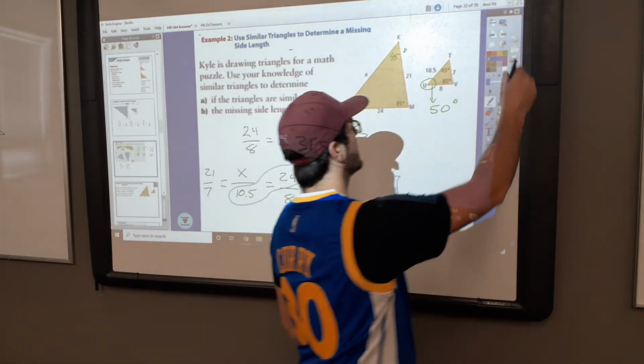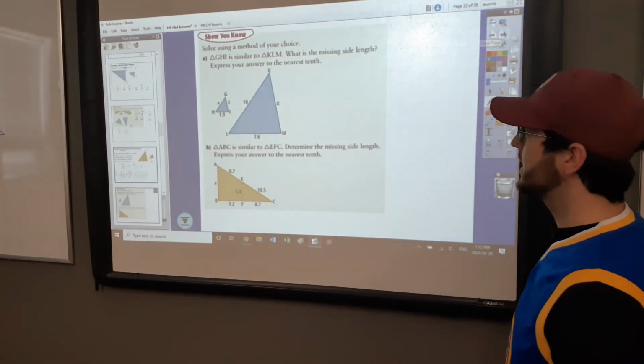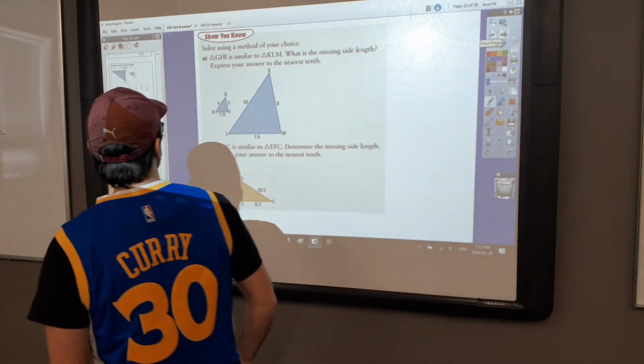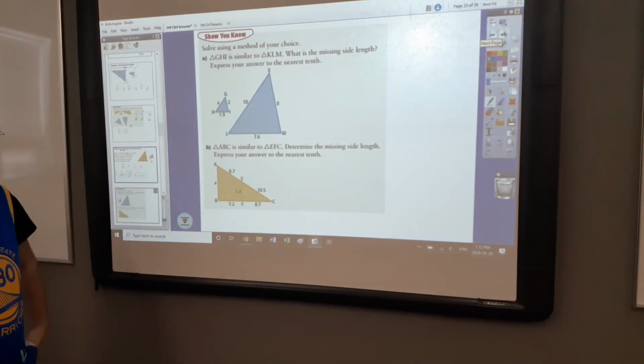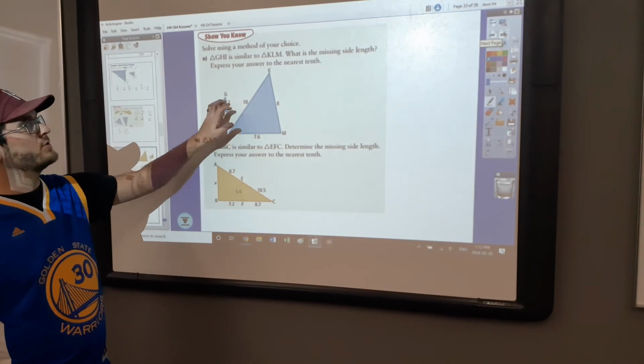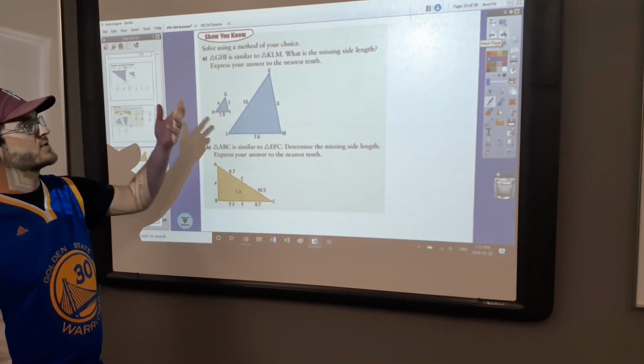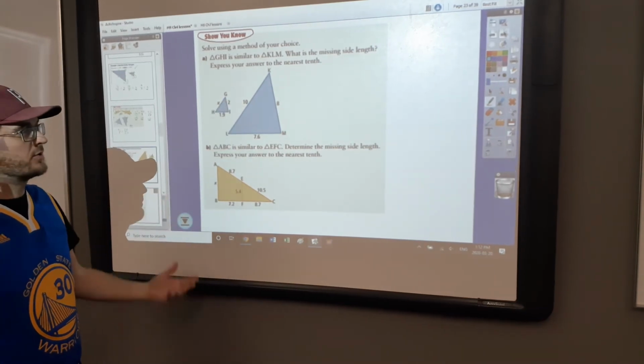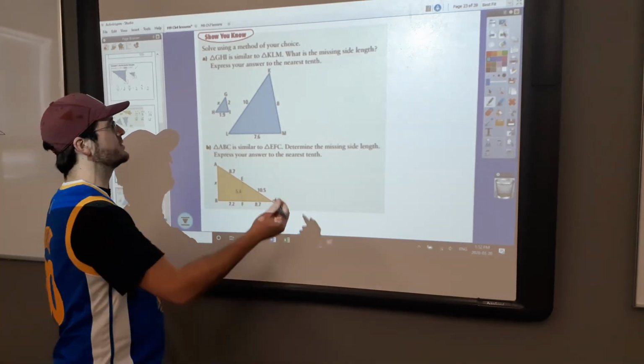Okay, hopefully there's no questions there. Moving on to the last ones here. So solve using a method of your choice. GHI is similar, so often the questions will tell you that these two things are similar, and so if you know they're similar, you can use a cross multiply and divide method just like in 4.2.